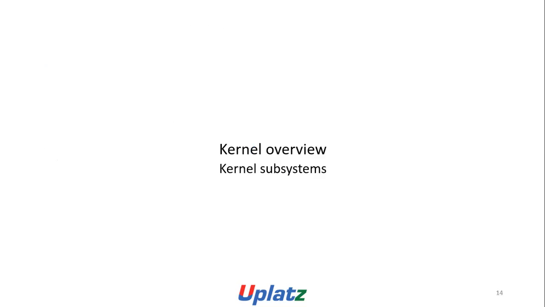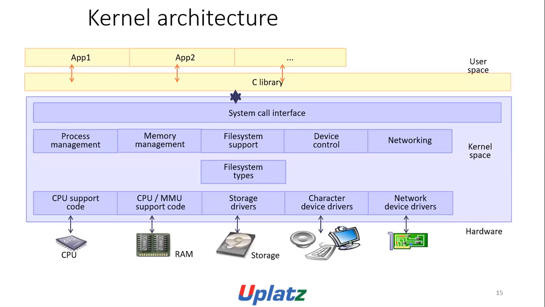Kernel subsystems. We have the CPU support code, CPU MMU support code, RAM, storage drivers, character device drivers for speaker, monitor and keyboard, network device drivers for the network card, the hardware, file system types, process management, memory management, file system support, device control, networking, and system calls. These all make up the kernel interface.